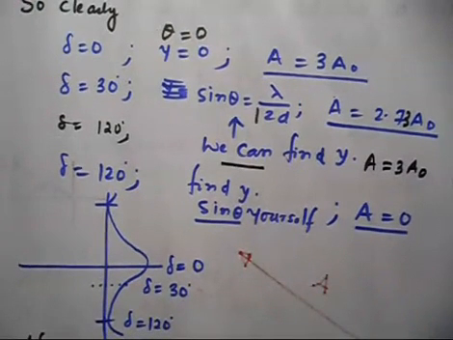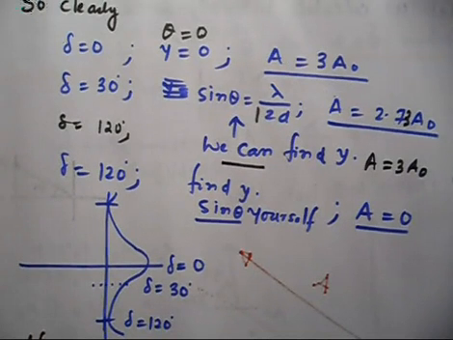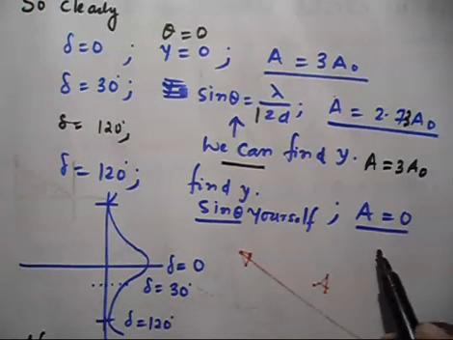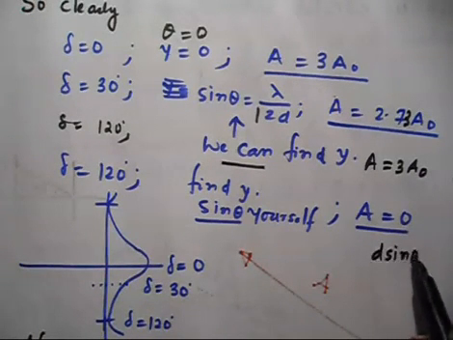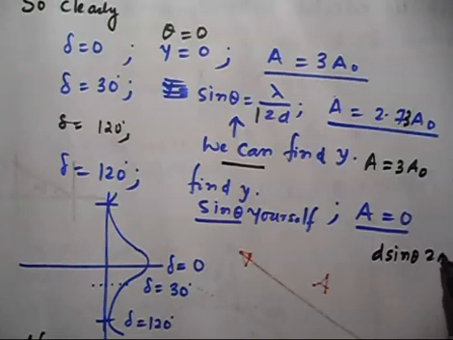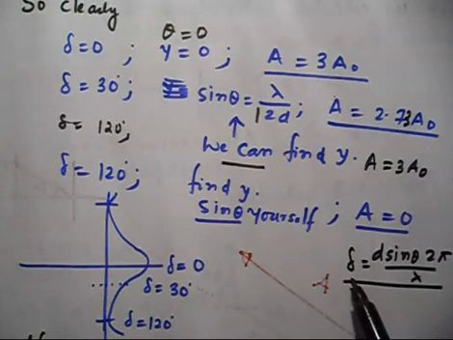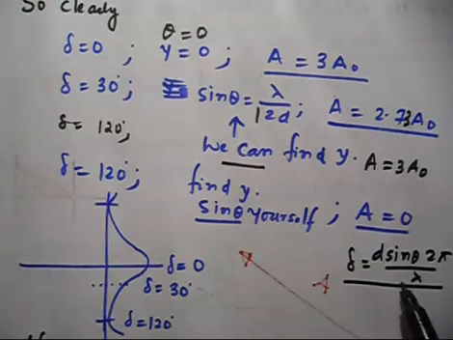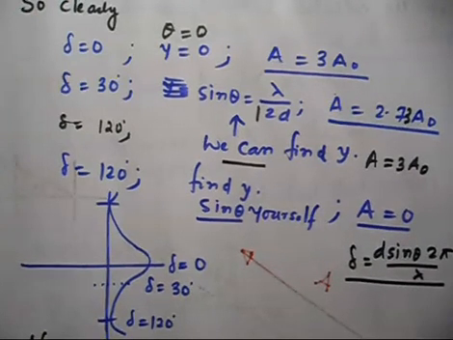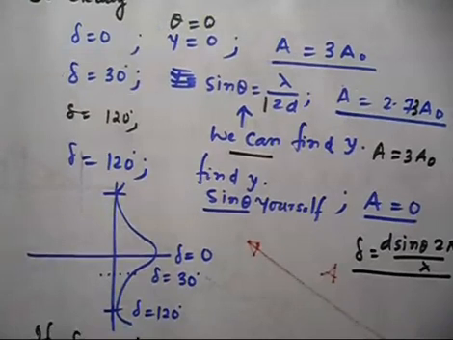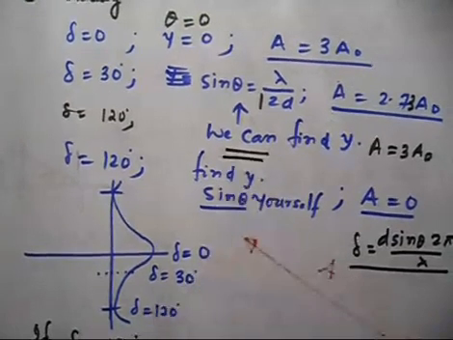Give me the theta. You use the first equation, delta is equal to d sin theta by lambda into 2 pi. So use this equation, d sin theta into 2 pi by lambda is equal to delta. So I know the delta, I know the d, I know the lambda and the 2 pi, so I can calculate sin theta. So you can always calculate sin theta here.